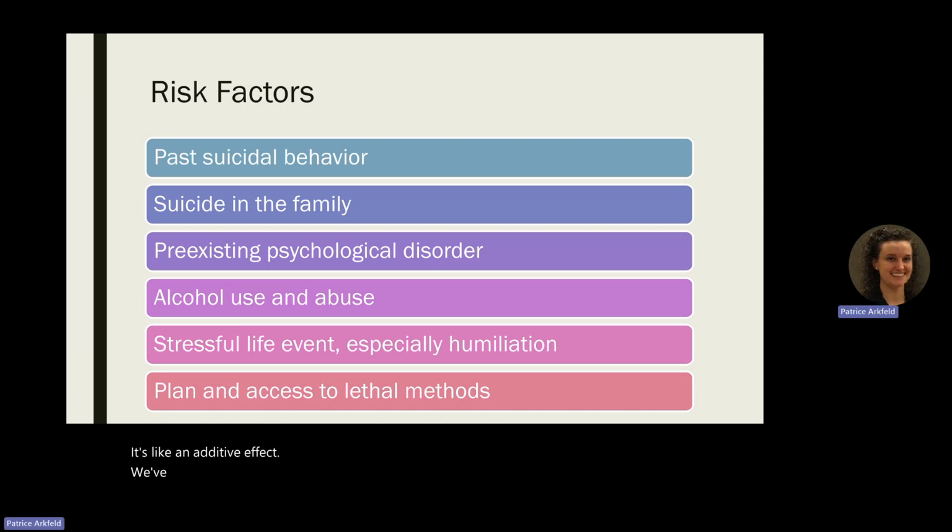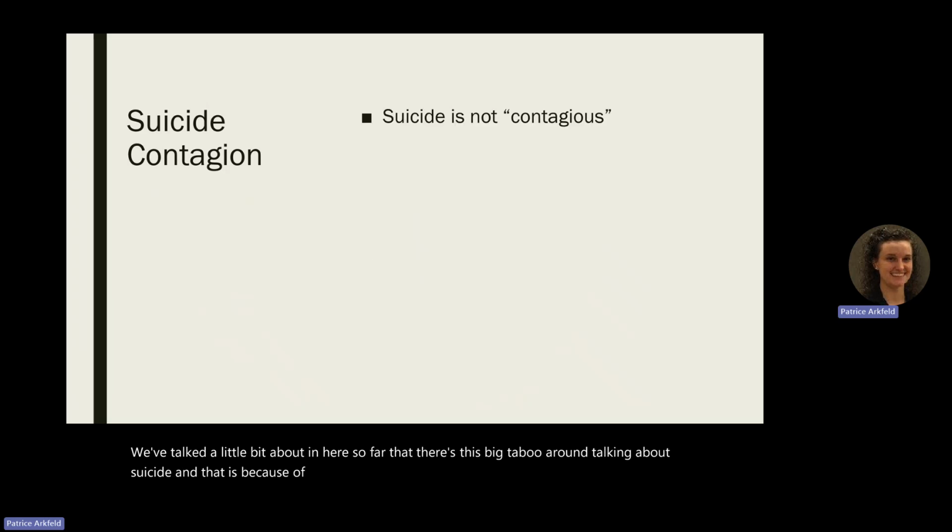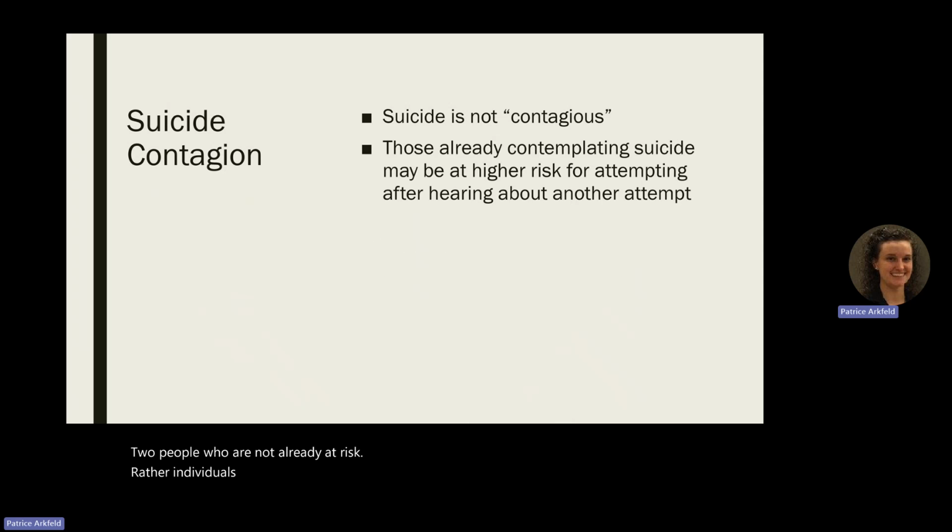We've talked a little bit about in here so far that there's this big taboo around talking about suicide. And that is because of this idea in our society that talking about suicide is contagious. If you talk about suicide, more people are going to die by suicide. In reality, suicide is not contagious to people who are not already at risk. Rather, individuals who are already seriously considering suicide may be at higher risk for attempting suicide after hearing about another attempt.